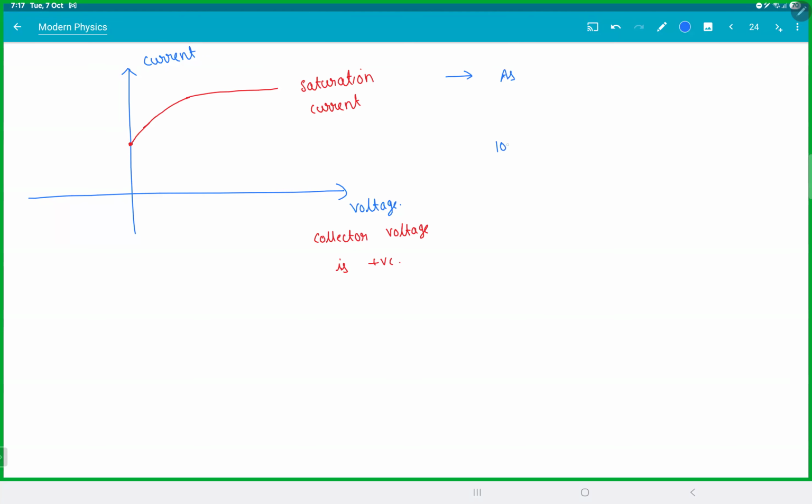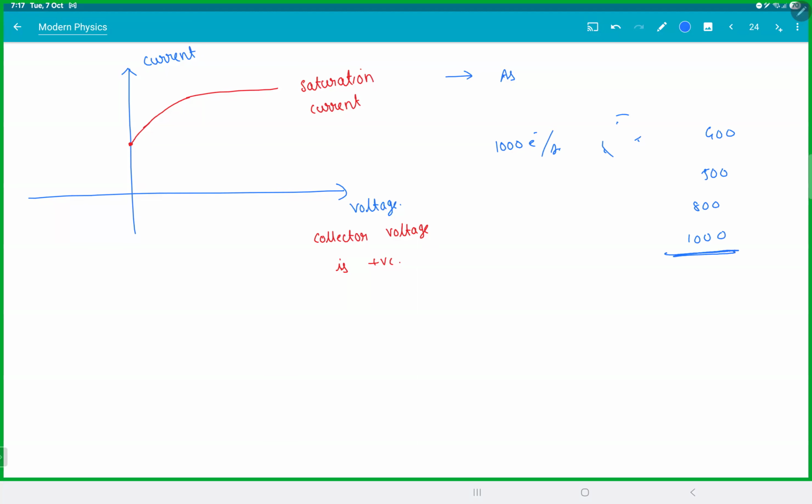Let's say initially 1000 electrons are emitted per second from the emitter. Because of the electron cloud, only 400 are reaching. If you pull the electron cloud, what will happen? More and more electrons will reach. So if you increase the voltage, 500 will reach. Increase the voltage, 800 will reach. Increase the voltage, 1000 will reach.